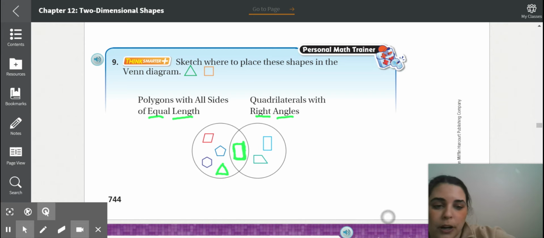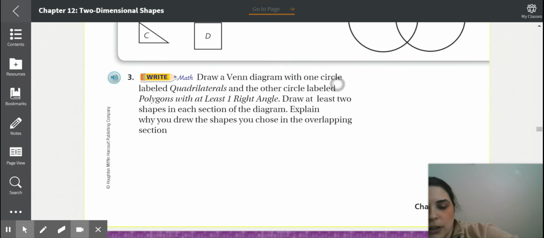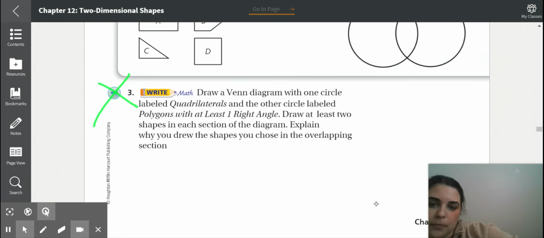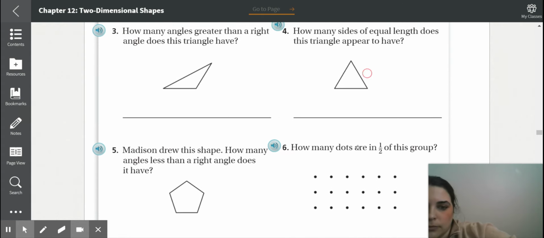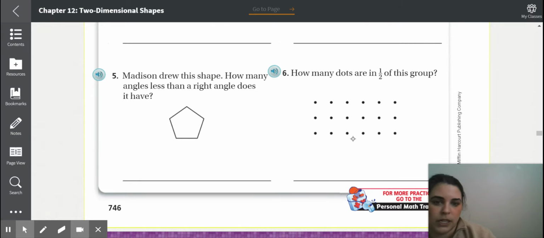Okay, let's look at your homework. You should be able to do all of these. You don't have to do number 3. Okay, let's do number 6 together. How many dots are in half of this group?